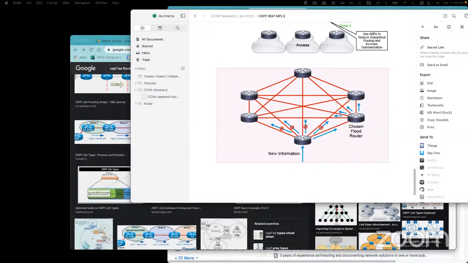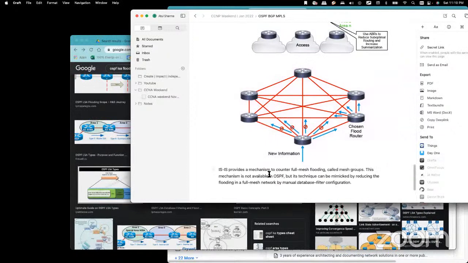तो मैं बताऊं ISIS क्यों यूज होता है ओवर OSPF? Yes, sir. Please, sir. Hello. तुम मुझे ना सर्विस प्रोवाइडर नेटवर्क में लेके जा रहे हो आज. Okay, so this is just a basic information. ISIS provides a mechanism to counter full mesh flooding, and this is called mesh groups. तो ये फीचर जो है ना mesh group का सिर्फ ISIS में होता है.